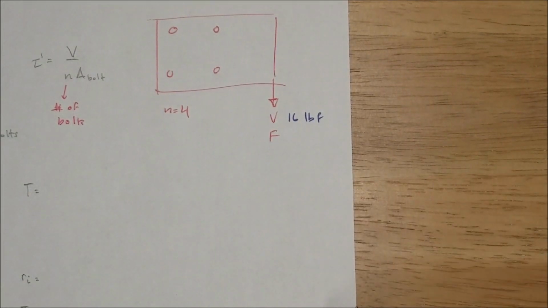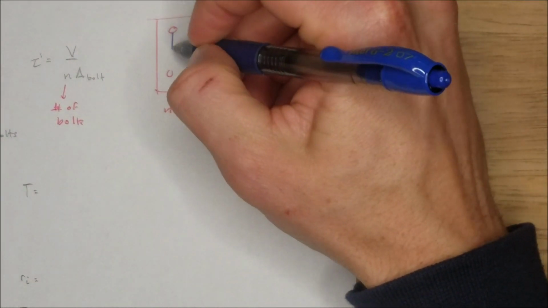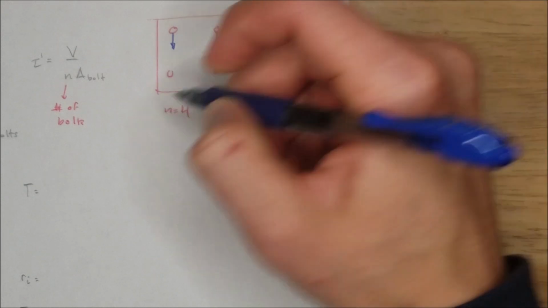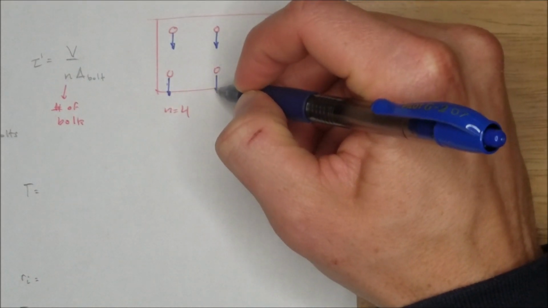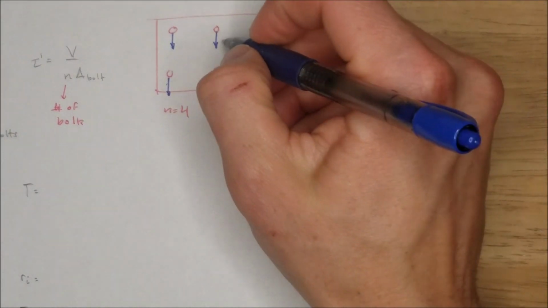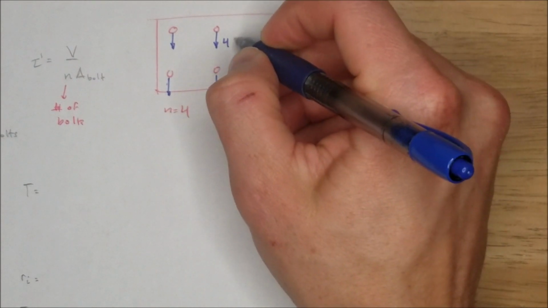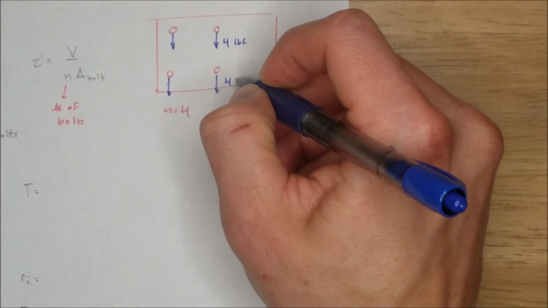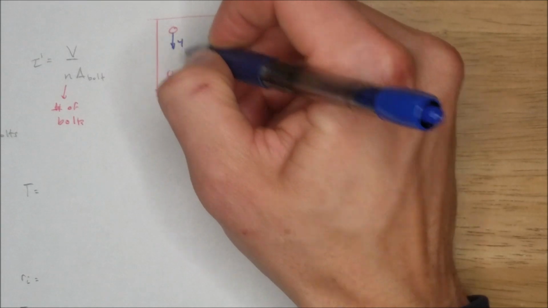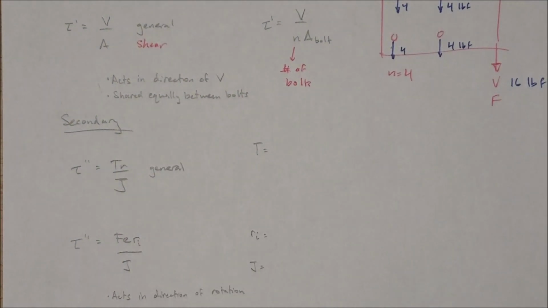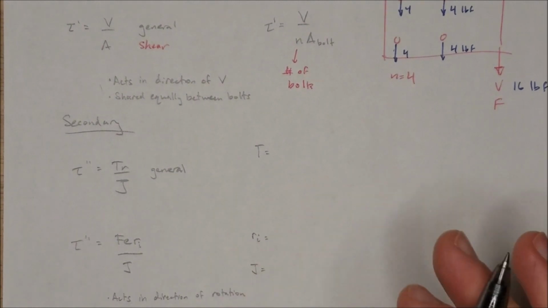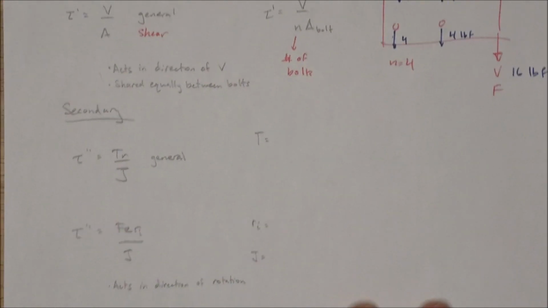So if we've got a V of 16 pounds force, we're going to divide. This is what each bolt sees as a component. And it's going to be equal to 4, so on and so forth. Get it? Okay, shared equally between bolts and acts in the direction of V. This is the simplest part of the problem. Very easy to solve and very quick to solve.